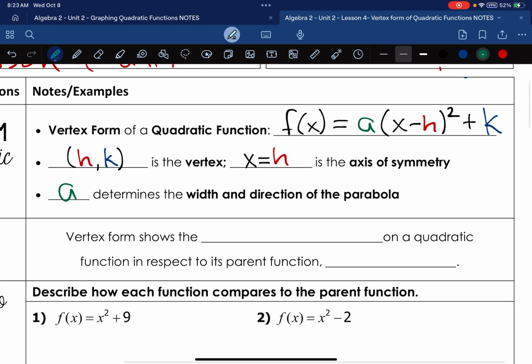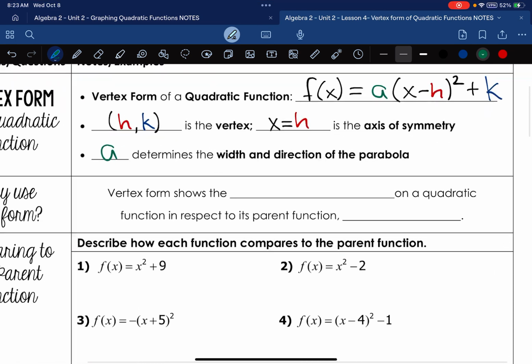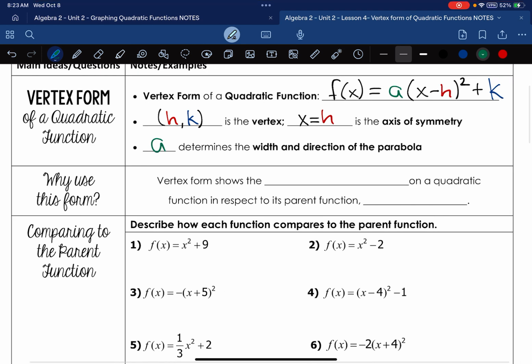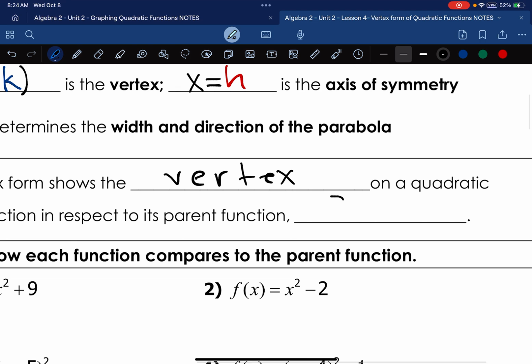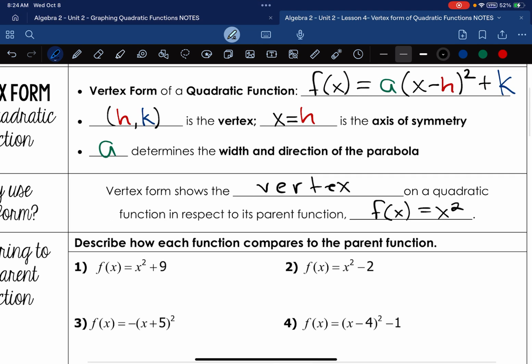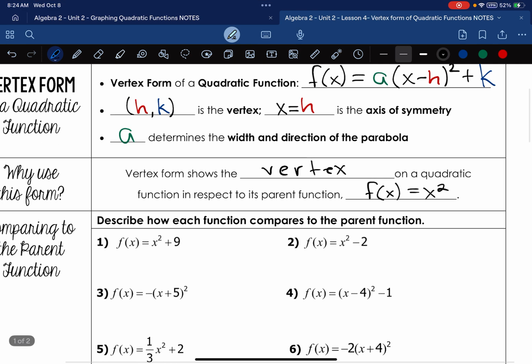Okay, so we're going to put all this together in a minute, but why are we using this form? The vertex form shows the vertex. Remember, the vertex is the minimum or the maximum point of our parabola. It shows the vertex on a quadratic equation in respect to its parent function. We're going to write the parent function of a quadratic right here. F of x equals x squared. This is our parent function of a quadratic.